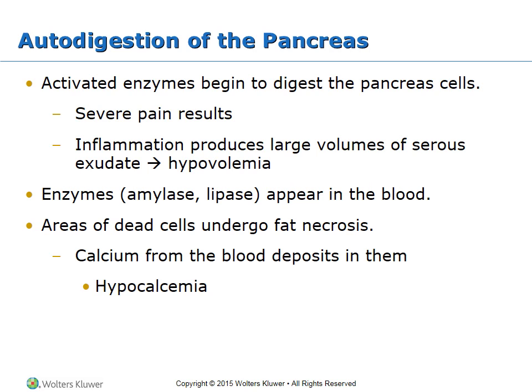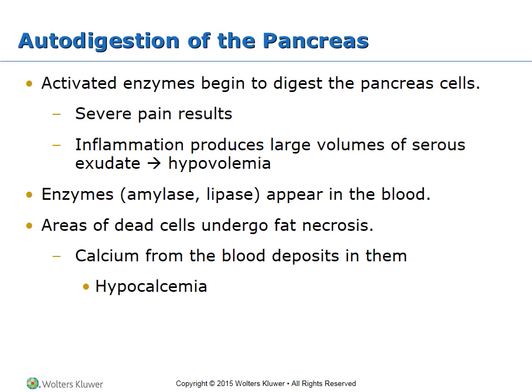Autodigestion of the pancreas. So we have activated enzymes that begin to digest the pancreas cells. We have severe pain that can result from that. And then our patients can actually become hypovolemic. The enzymes that we need to watch for, if we see an elevation of amylase and lipase in the blood and our lab values, we really need to be looking at the pancreas. It could be pancreatitis or something else going on within the pancreas there.